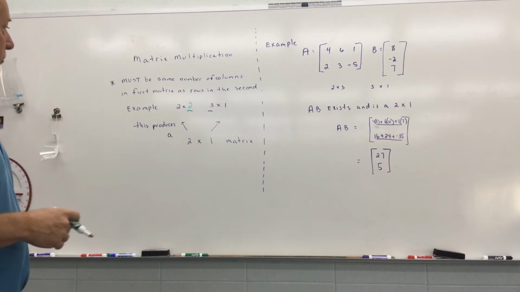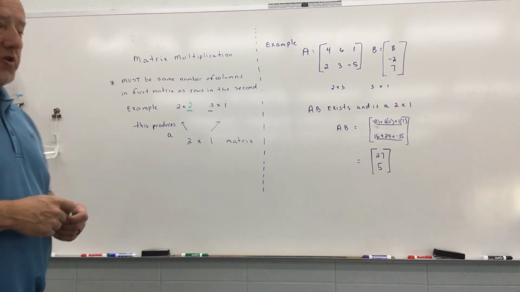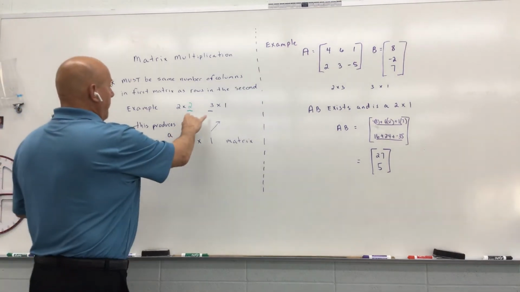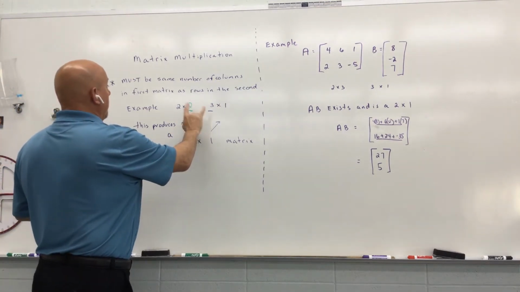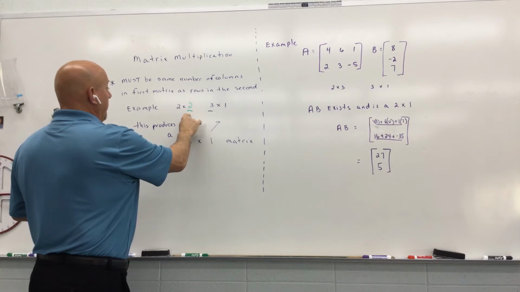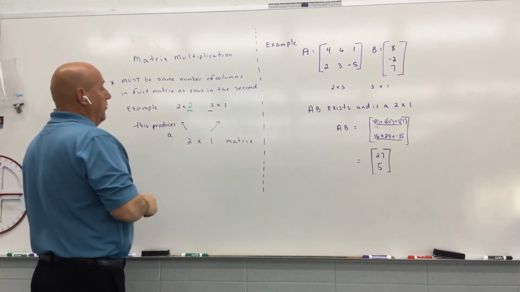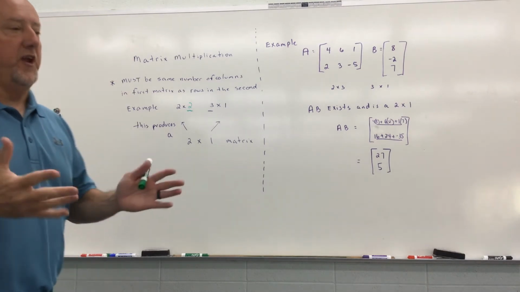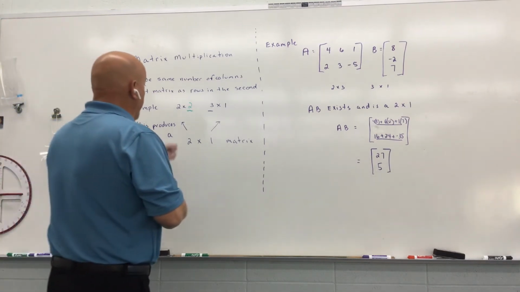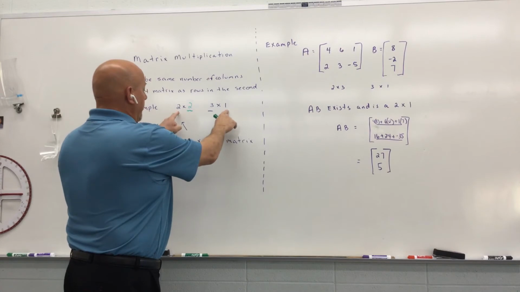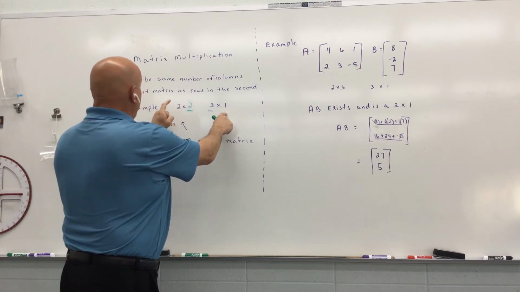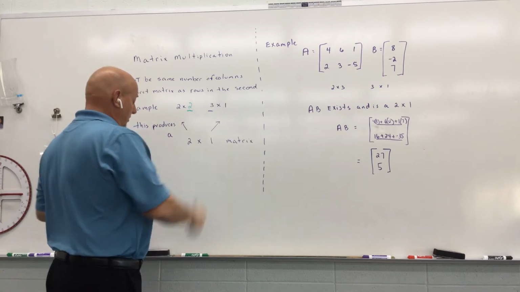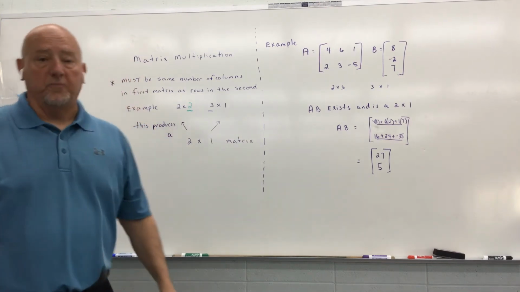Okay, so that's the first thing we have to know: is it possible to multiply the two matrices together? And we tell that by the number of columns in the first matrix and the number of rows in the second matrix having to be the same, or else you can't multiply them. And if you can multiply them, the rows and columns left on the ends are the size of your product matrix.